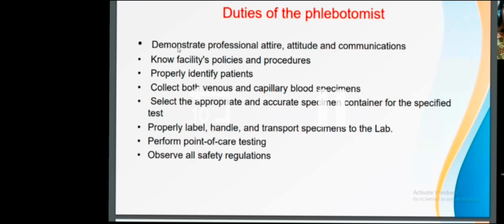Know facilities, policy and procedures and act accordingly. Properly identify patient. Collect both venous and capillary blood specimens. Select the appropriate and accurate specimen container for the specified test. Properly label, handle and transport specimen to the lab. Perform point of care testing.